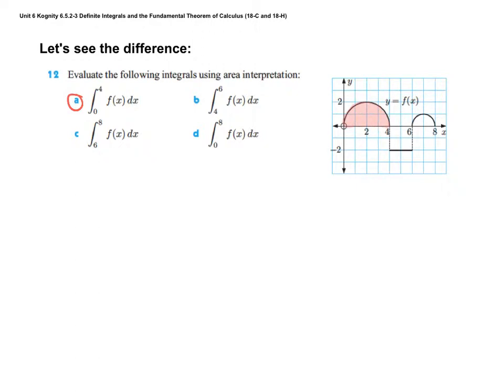this, right? I've got a semicircle. So what's the area of that semicircle? 1/2 pi r squared. What's the radius? Radius is 2. So 1/2 pi times 2 squared, 4, so 2 pi. Okay? So that integral is 2 pi. Okay?